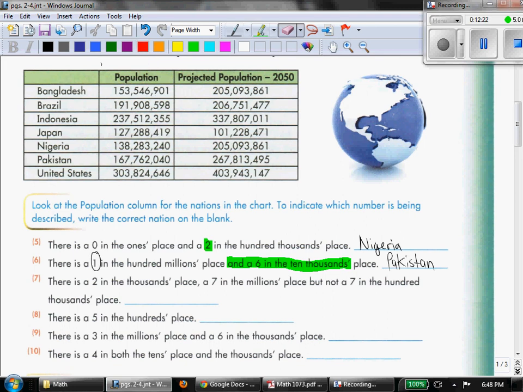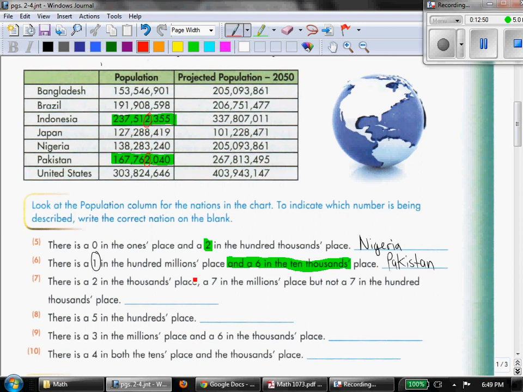So let's count. Ones, tens, hundreds, 1,000. The first one is units, the next one's thousands. So this would be thousands, and we want a 2. So let's find all the numbers that have 2 in the thousands place. Here's one. Here's another one. Okay, so 2 of them have 2's in the thousands place, right? Yeah, right here. See, 2 and 2 in the thousands place.